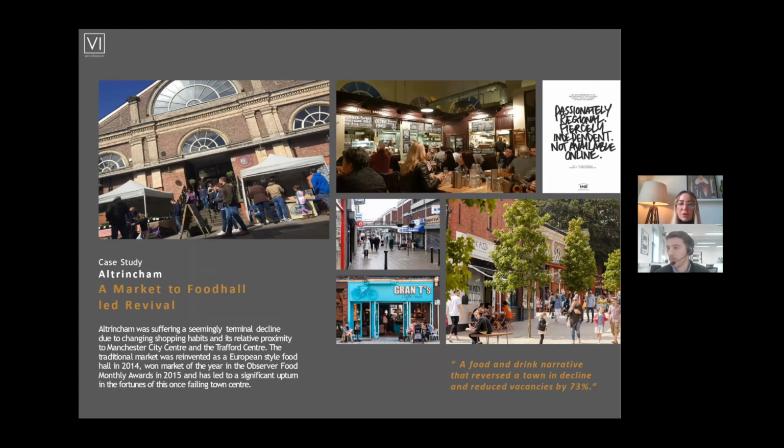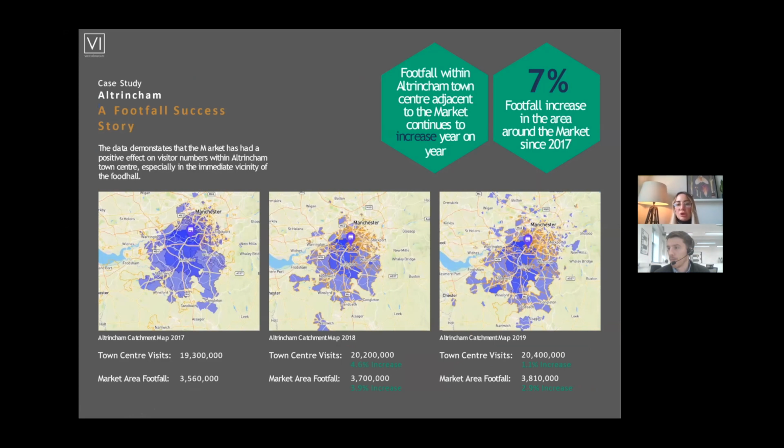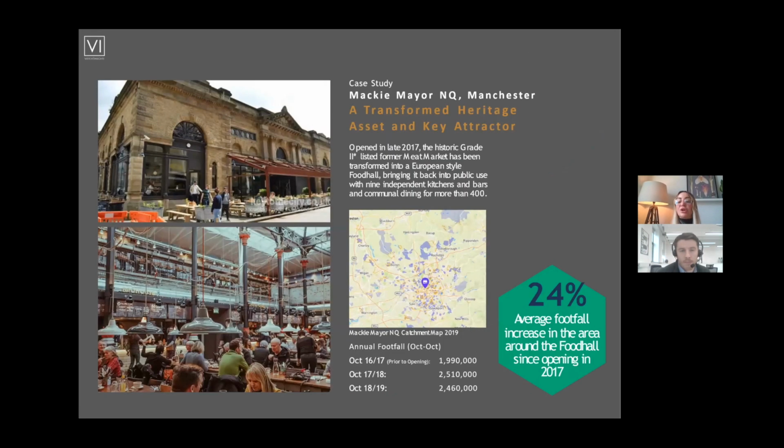So we looked at Altrincham. We're able to look at that as a case study, using some geolocation data to ascertain the success and the increase in footfall engagement when the market hall was transformed into a food hall. And then we took another example, Mackie Mayor in Manchester, where there was a similar intervention, and we were able to understand that it drove a 24% increase in footfall.